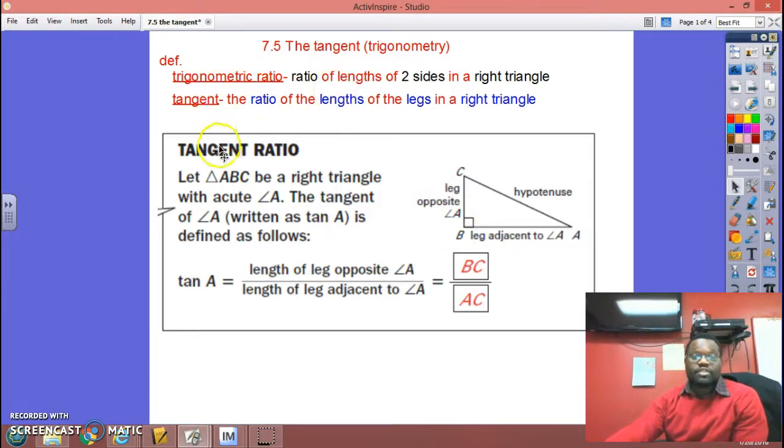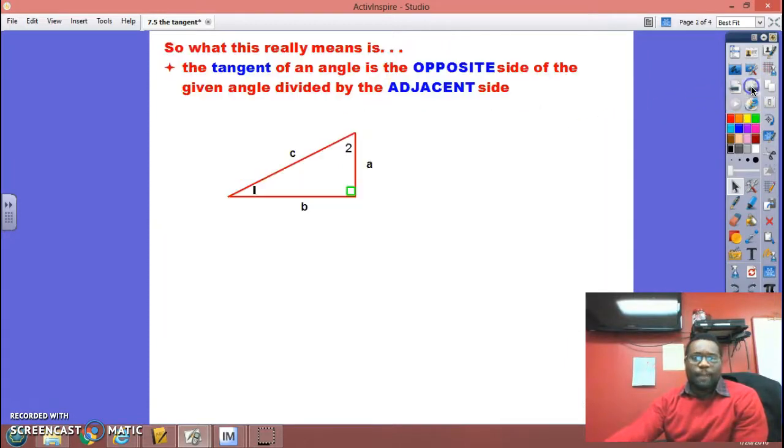And the tangent only deals with the legs. Remember, leg and leg are the sides that are not the hypotenuse, which is diagonally across from the right angle. Okay, so what this really means, the tangent of an angle is the opposite side of the given angle divided by the adjacent side. Let's talk about these two words.